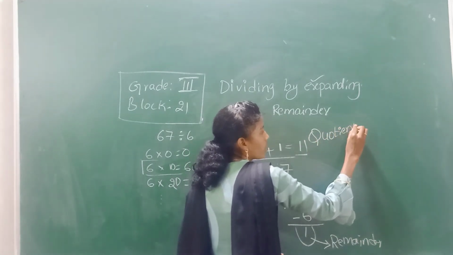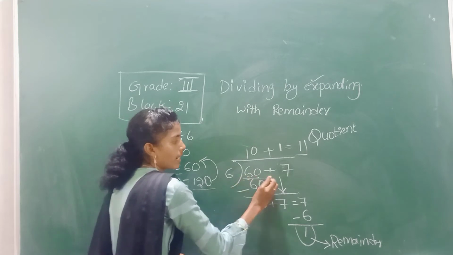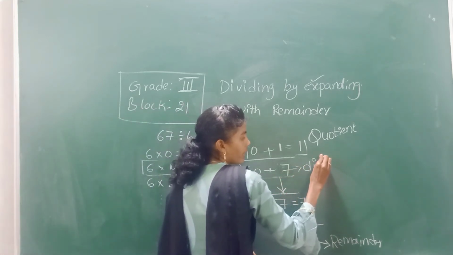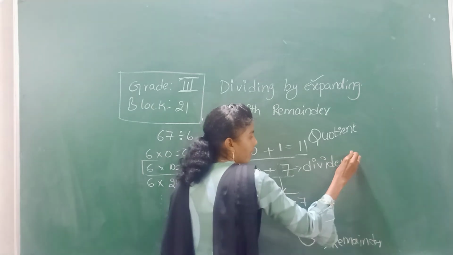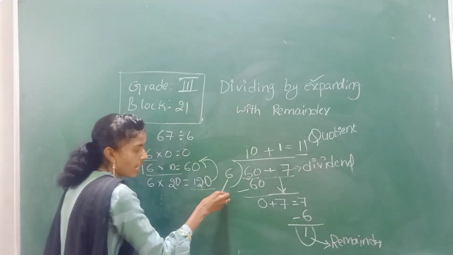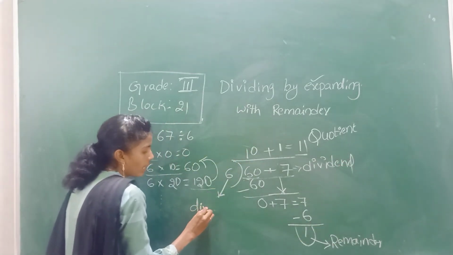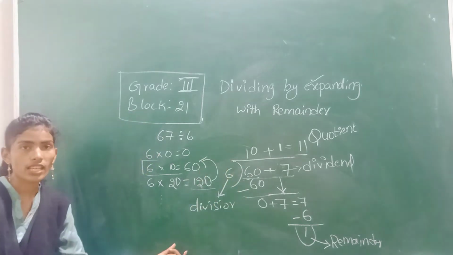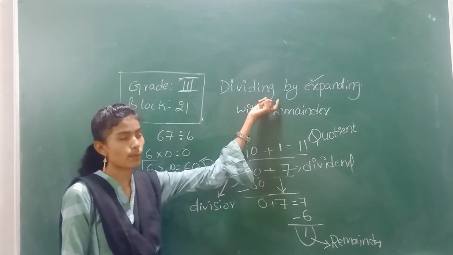Q-U-O-T-I-E-N-T. Quotient. Yes. And the number which is being divided is called the dividend. D-I-V-I-D-E-N-D. Dividend. And the number by which we are dividing is called the divisor. Yes. So this is the process you have to use for the expansion method.